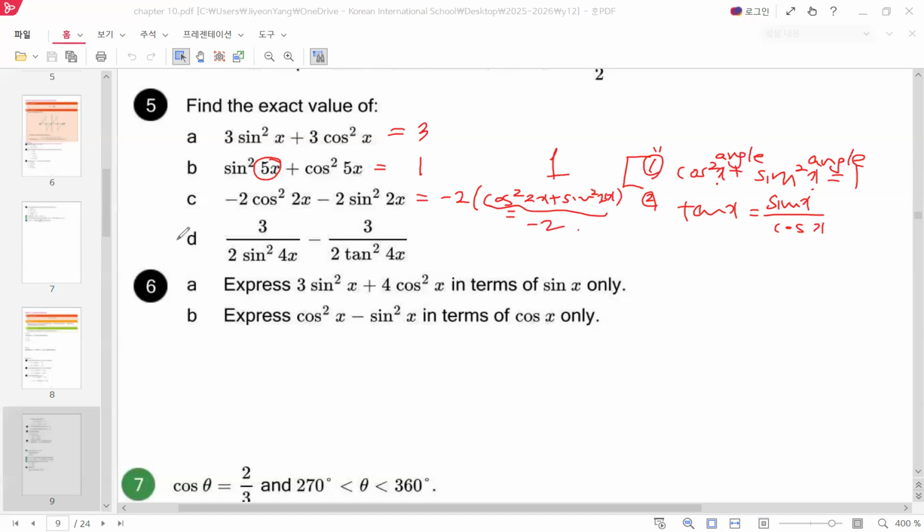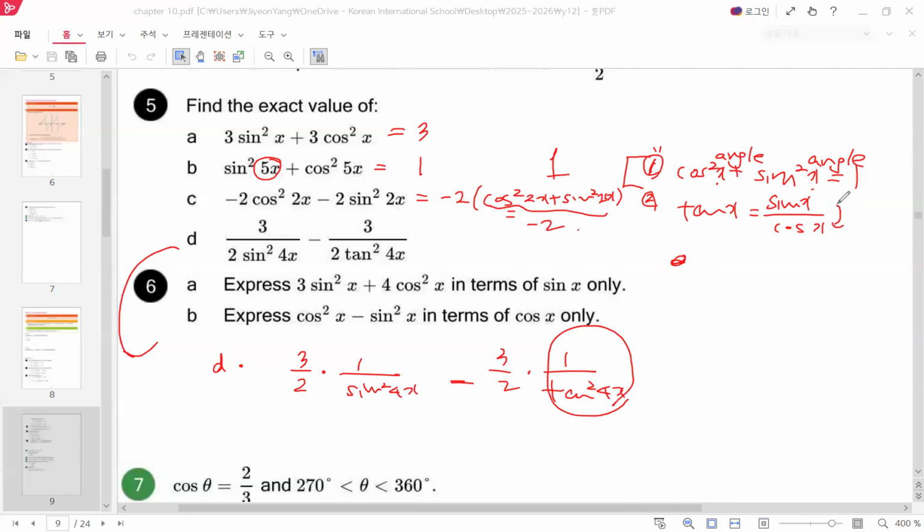And then question D. 3 over 2, and then 1 over sine square 4x minus 3 over 2, 1 over tangent square 4x. Firstly, do you want to use the first one or the second one? Second one, you need to use the second one. So basically, tangent x, it's reciprocal. You need to swap these two and then write down cosine square 4x over sine square 4x.